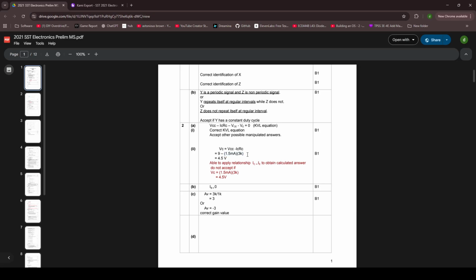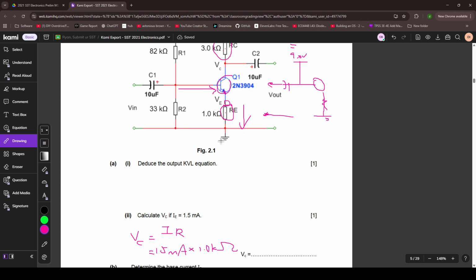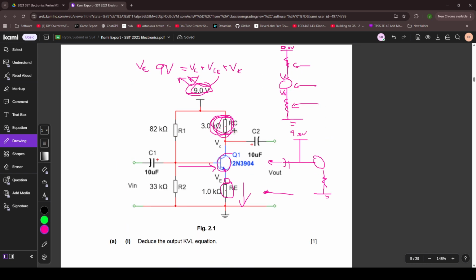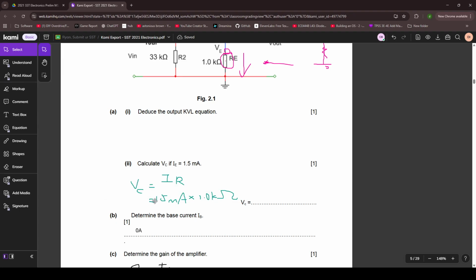Oh, they did it. They did it like that. They're using KVL, but they also did 1.5 milliamps times 3K. What is 3K? Oh, VC! Oh, this! Oh, crap. Oh, y'all didn't see that. Oh, my bad. Okay.